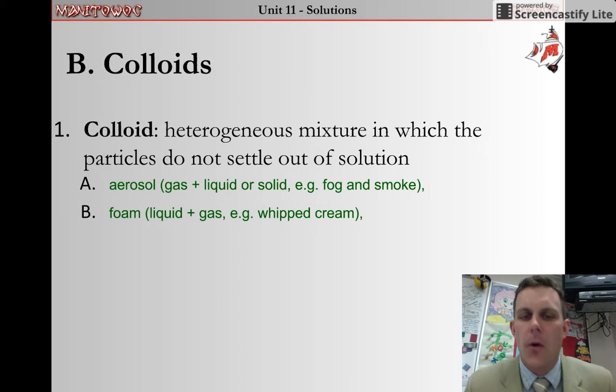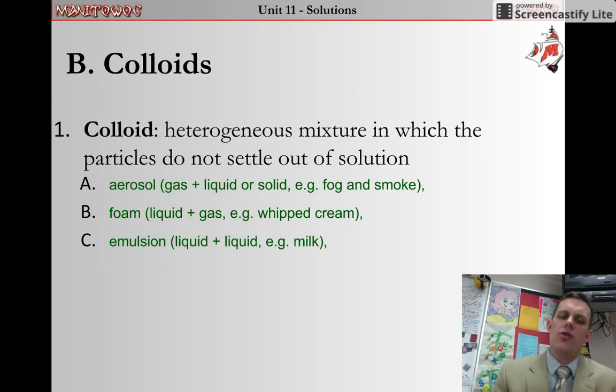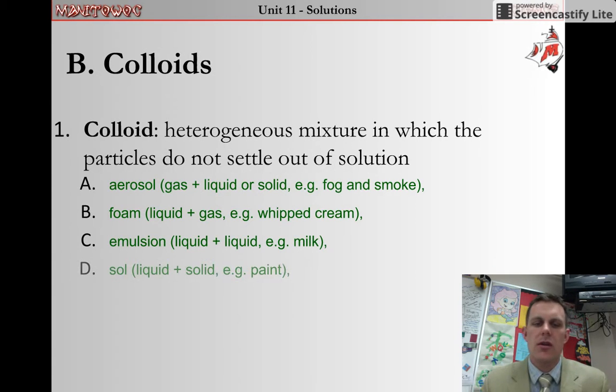The second type is a foam. So whipped cream, which I eat on pretty much everything, is a combination of a liquid and a gas. An emulsion, 2 different liquids. So milk would be a good example of an emulsion. A sol. This is a liquid and a solid.